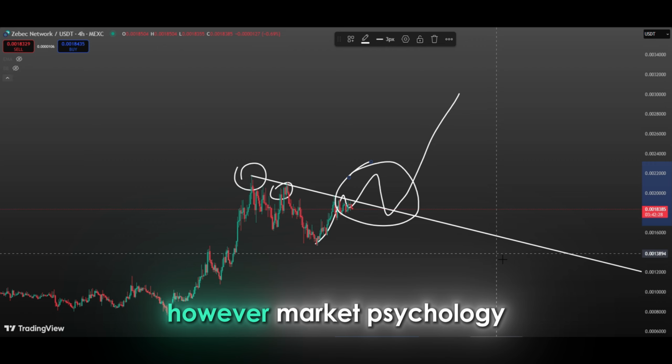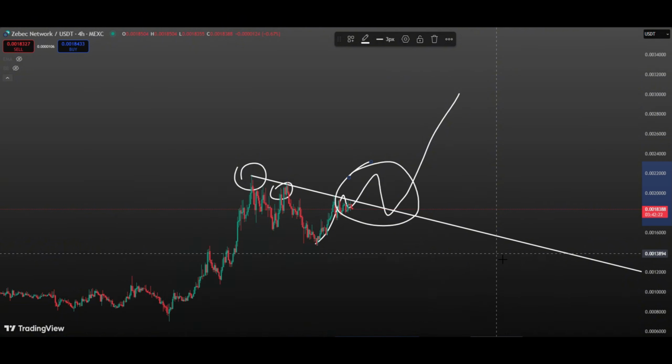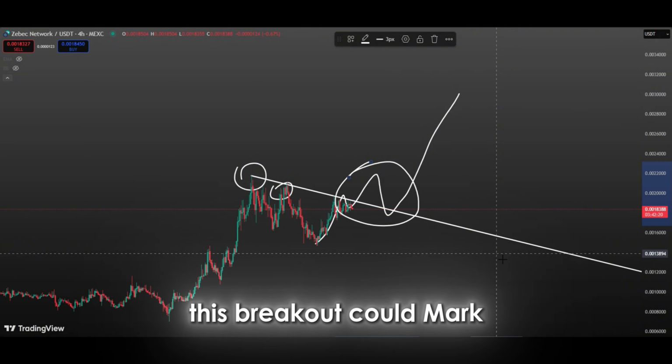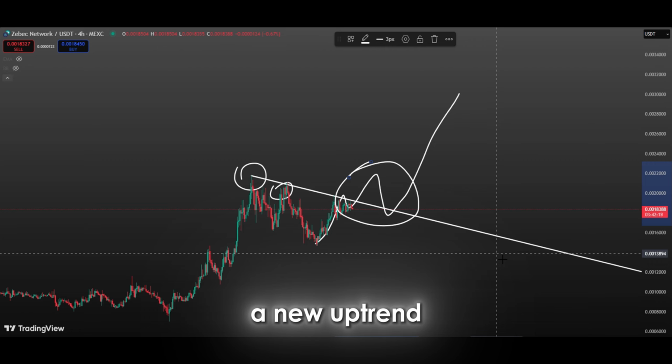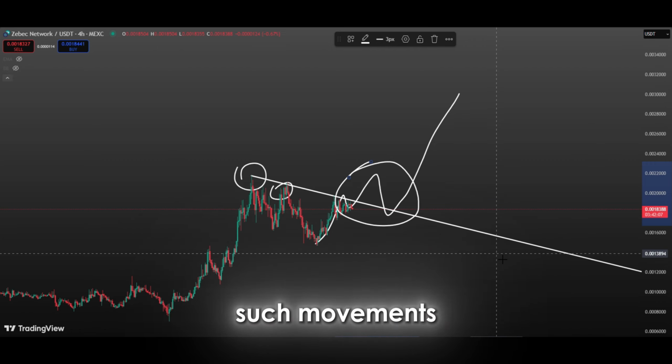However, market psychology should not be ignored. Most traders are encouraged to enter a position when a strong falling trend line breaks. This is because they know that this breakout could mark the beginning of a new uptrend. Therefore, as soon as the price breaks this downtrend, there is a lot of interest on the part of buyers, which has a positive effect on the price. The post-breakout rally is usually sudden, and traders who want to take advantage of such movements are already planning their positions. But we can't decide the analysis with trends alone. Let's look at other metrics.